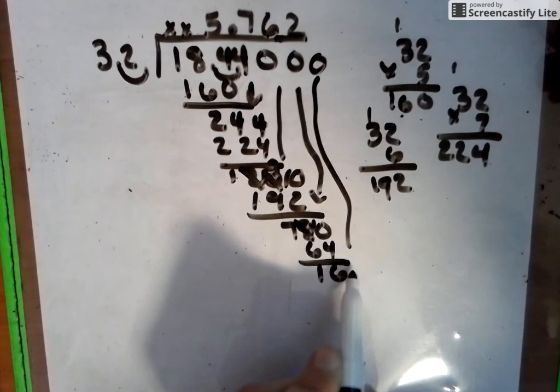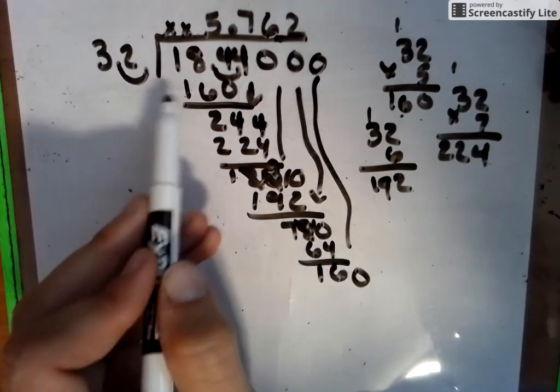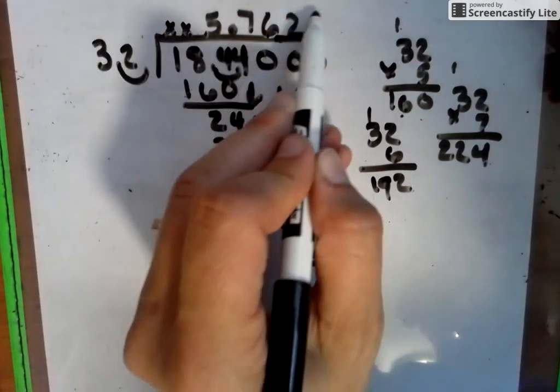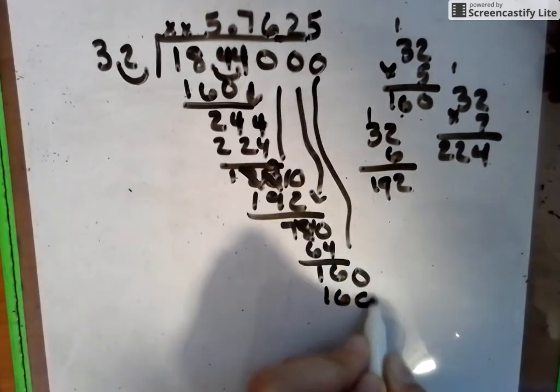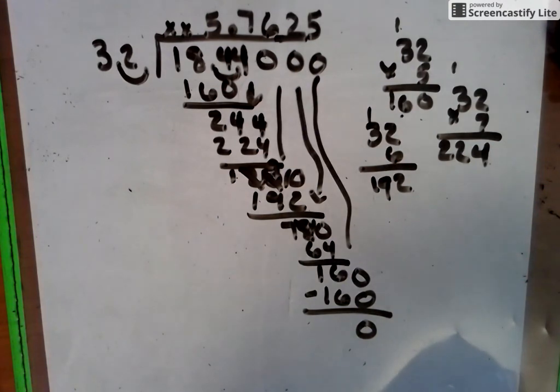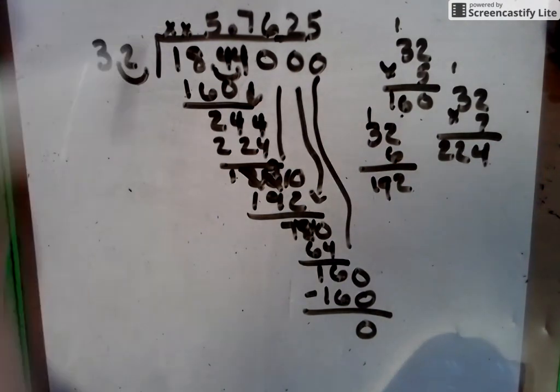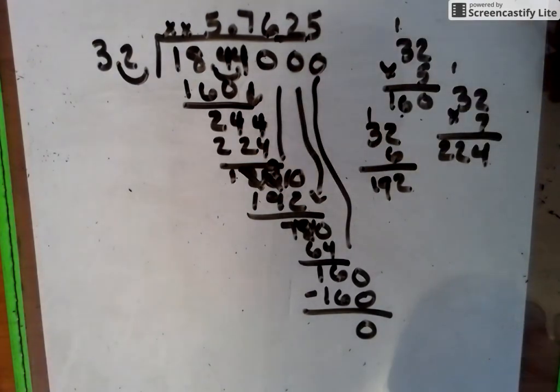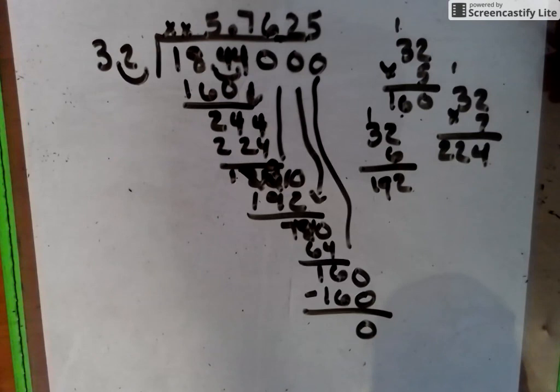Some of you are like, oh my gosh, that's so much work. Welcome to middle school math. Without work, there's not success. Well, 5 is too big. 3 is too big. So let's try 2. 32 and 32 is 64. Yeah, 16 left over. Bring down a 0.